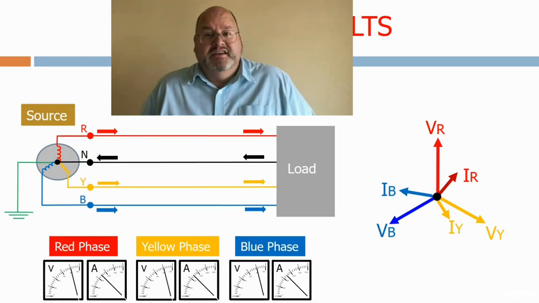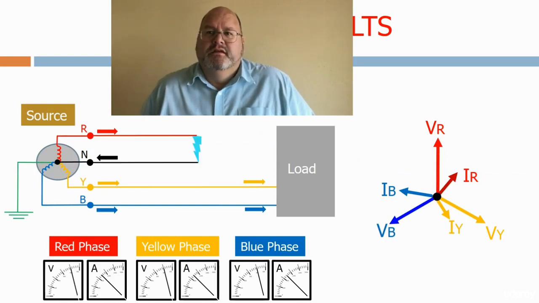Let's now look at a red phase to neutral fault. Once the red phase touches the neutral, current will start to flow from the red phase conductor through the neutral and back to the generator neutral point.